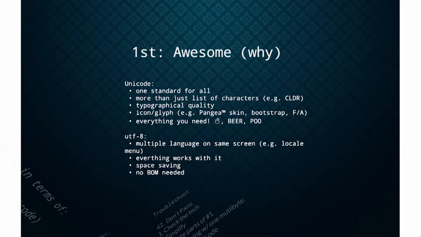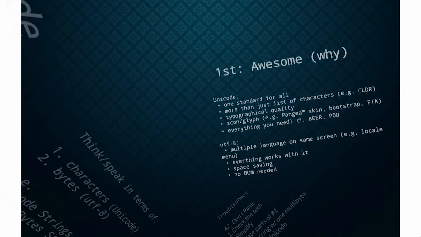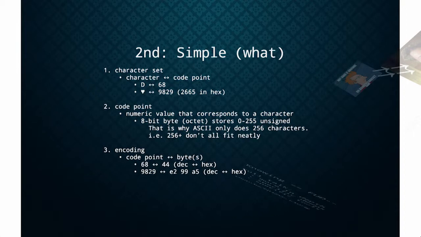Well, you have one standard for everything, and you get more than just a list of characters. You have things like the CLDR, a lot of other things. UTF-8 is a great encoding of Unicode because it's easy to get multiple languages on one screen, and everything speaks UTF-8. So just do UTF-8. There's no reason not to. Oh yeah, the other thing that's awesome about it has beer. Okay. The second thing, yeah, I think I had poo on there.